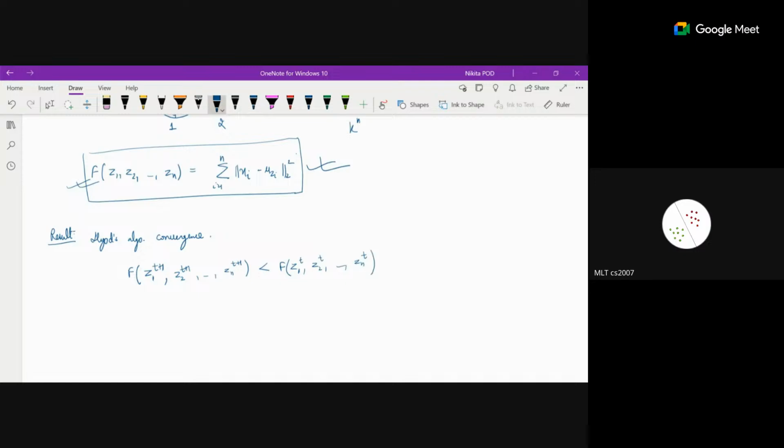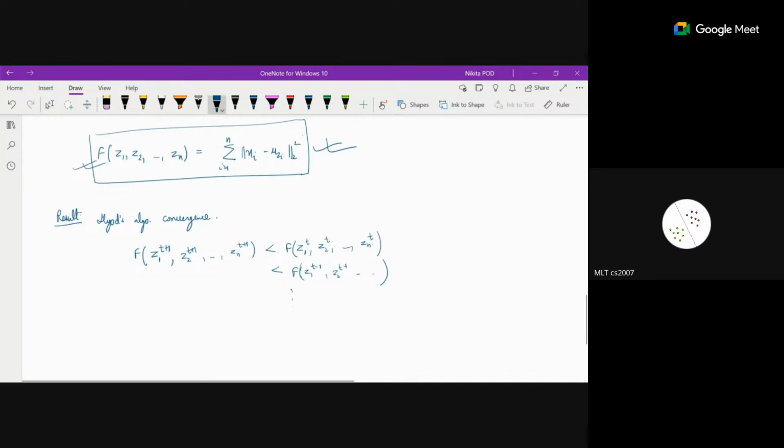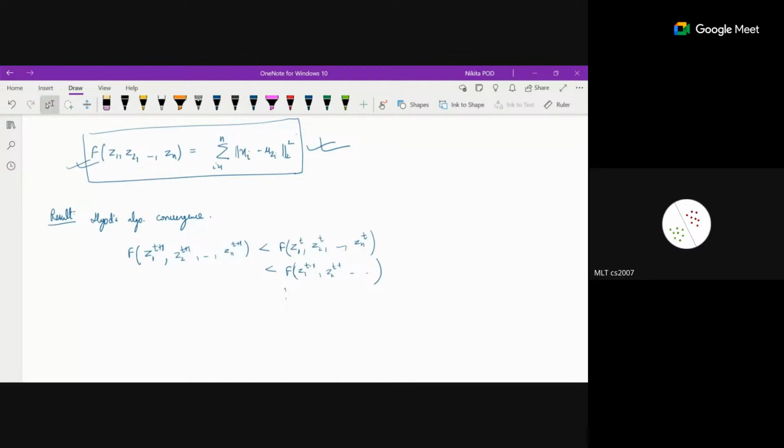Okay, and what can we say? This will be lesser than f of z1 at the t minus 1th iteration, z2 at the t minus 1th iteration, and so on. So this will keep on happening, right? So from here we can see that the objective function is strictly reducing at every subsequent iteration.